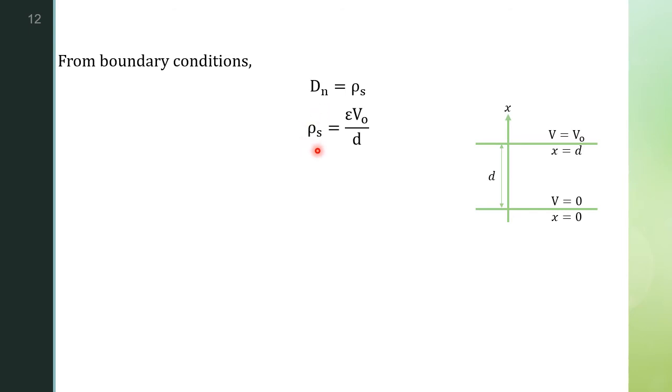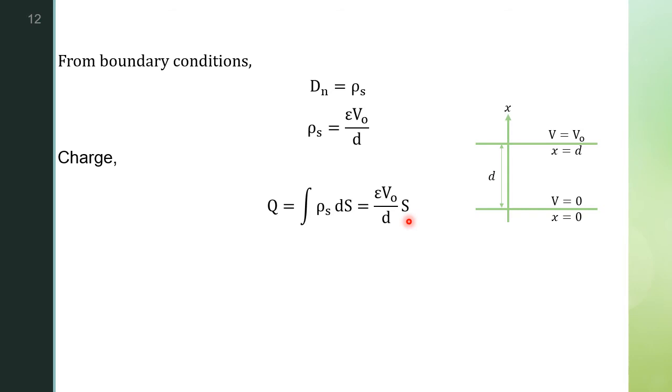When you consider charge density, it has only a magnitude, so we'll take the magnitude of flux density. We get it as epsilon V0 by d. Now to find total charge Q, we should multiply it by the area. So Q is the integral of rho s dS. If you consider the area of the plates to be S, then this reduces to epsilon V0 by d into S. So we have got the charge Q.